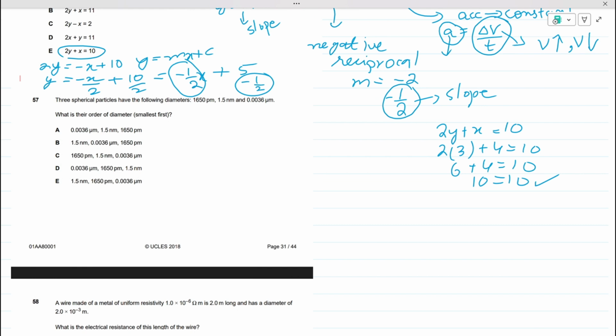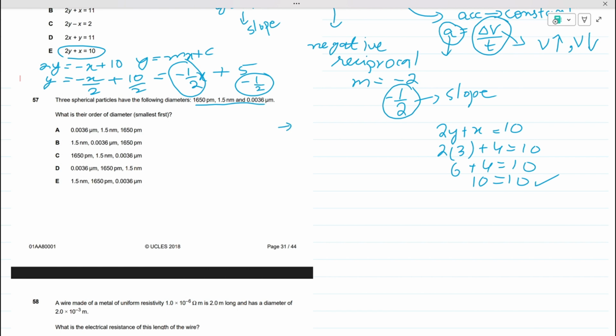Now let's solve the 57th question. The 57th question says the spherical particles have the following diameters. So these 3 diameters are given to us. What is the order of the diameter? We just have to write in order from smallest to greatest value. Now see, this P is given, this N is given, this micron is given. Let's see what these are. These are the prefixes, and they have particular values.